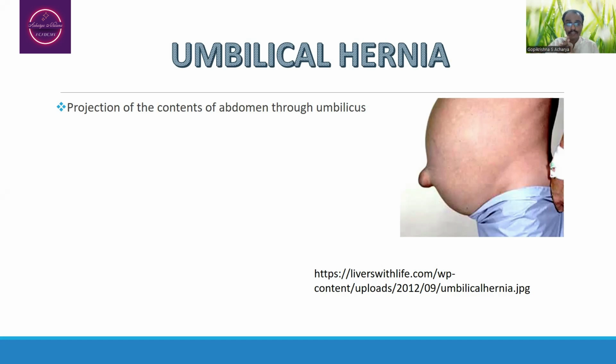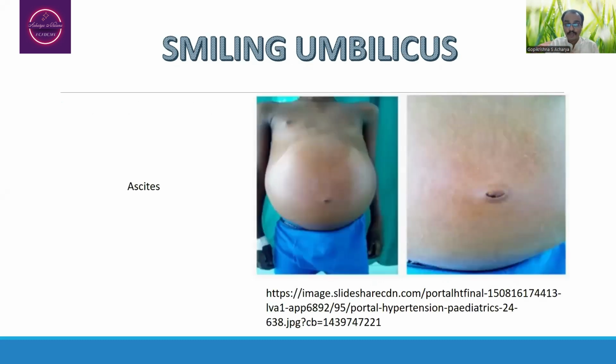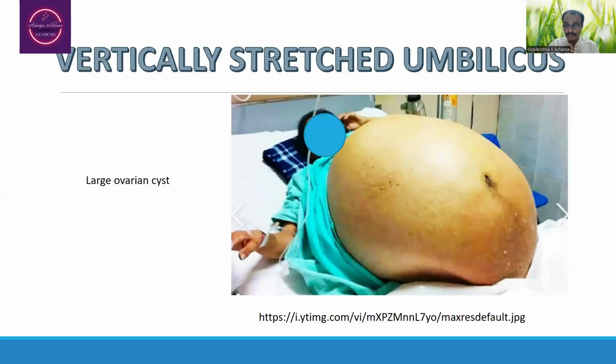In most cases it will be intestines that get projected through the umbilicus. This is what we can call the smiling umbilicus, wherein a transversely stretched umbilicus is seen. This is indicative of the presence of fluid in the peritoneal cavity. Ascites will be diagnosed on this occasion.